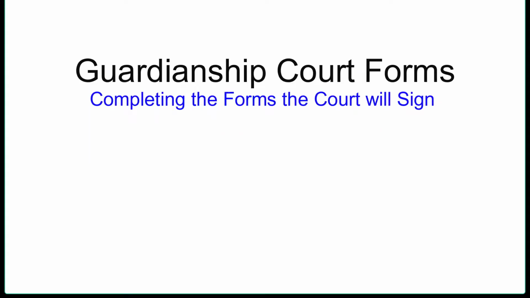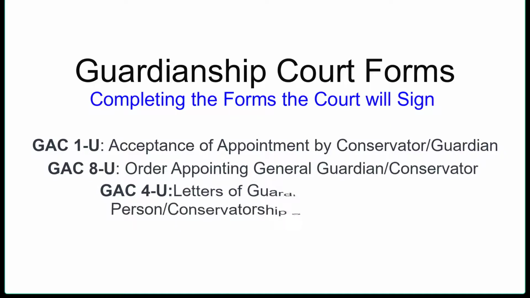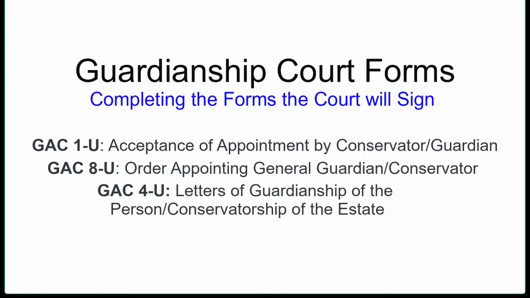The next part of the process in guardianship is completing the forms that the court will sign. These forms are the acceptance of appointment, the order appointing you as guardian or conservator, and the letters of guardianship or conservatorship. We're going to look first at Form GAC 1-U, which is the acceptance letter.